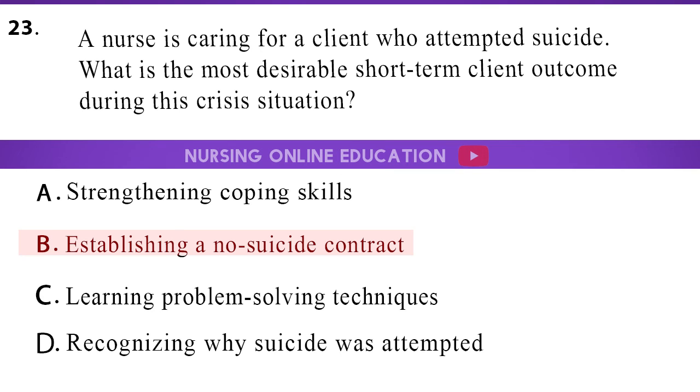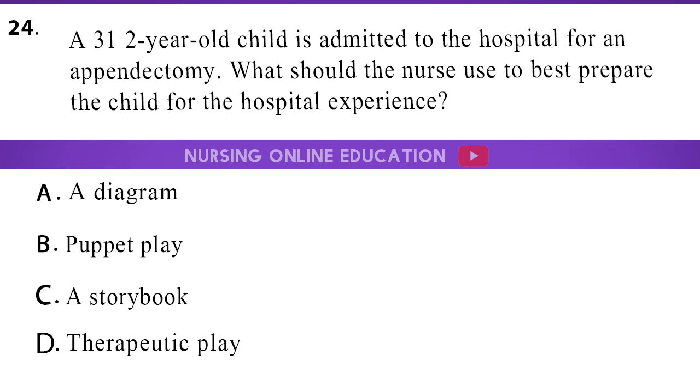The answer is option B, establishing a no-suicide contract. 24. A 3-year-old child is admitted to the hospital for an appendectomy. What should the nurse use to best prepare the child for the hospital experience? A. A diagram. B. Puppet play. C. A storybook. D. Therapeutic play.